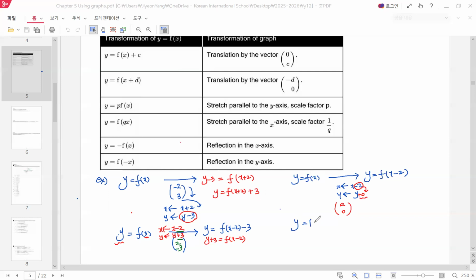Y equals f(x) is translated by (0, 3). Let's find the new function. Then instead of x, there is nothing, x plus 0, just x. Here, instead of y, you need to write y, change the sign, minus 3. Then write it down, y minus 3 equals f(x), therefore y equals f(x) plus 3.